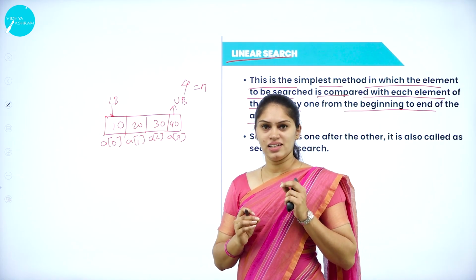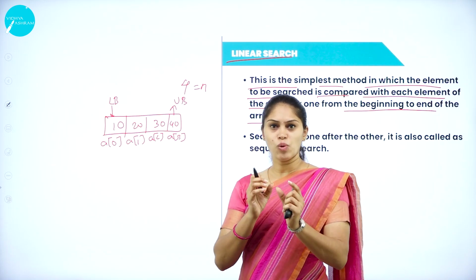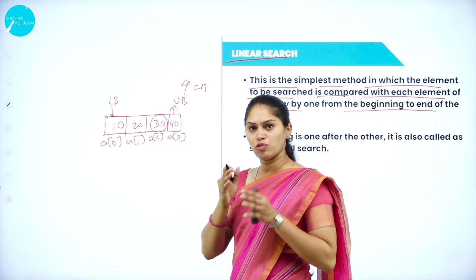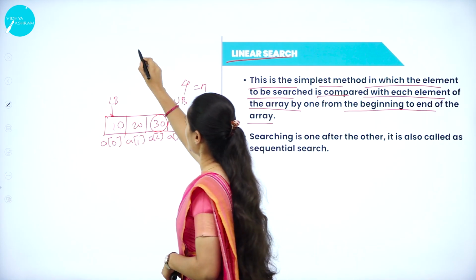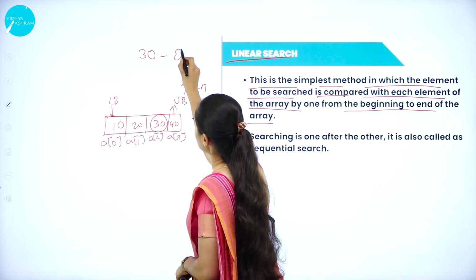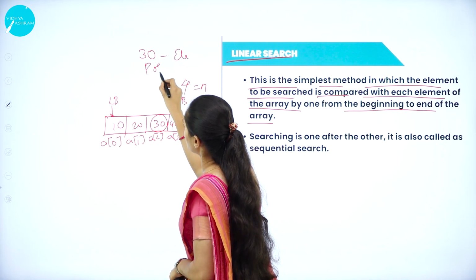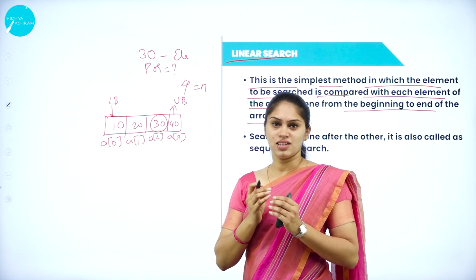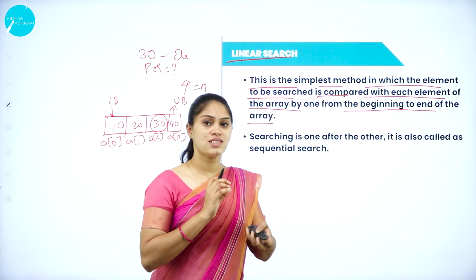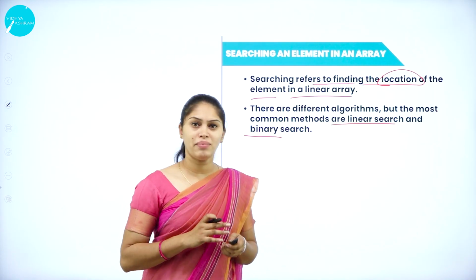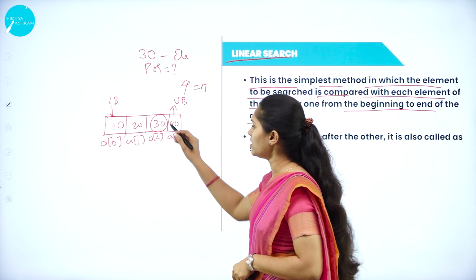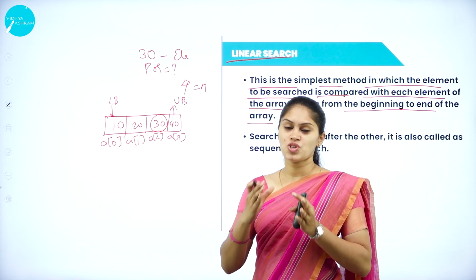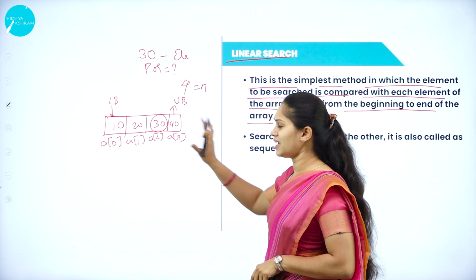So when it comes to linear search, here we are going to have one element. For example, I want to find the location, or search for an element called 30. So the element is 30 and now I want to find its position in the array. That is what searching is: we search for the location of an element in a linear array. I want to seek in which position it is located. So that is the task.